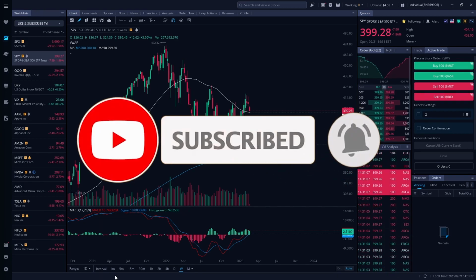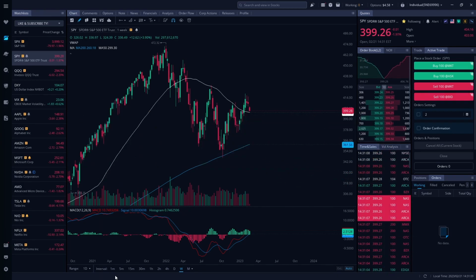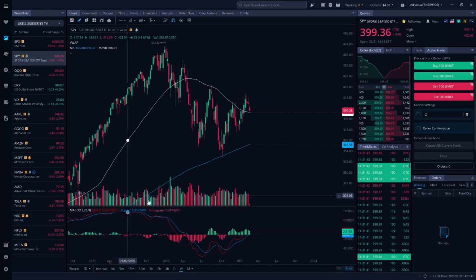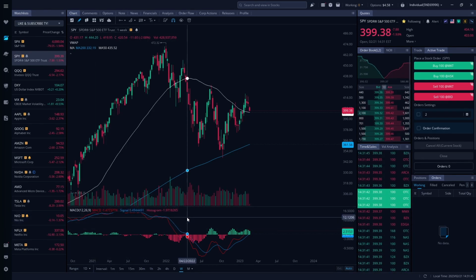What we're going to talk about today is how you can draw your support and resistance levels. The most important thing we're going to do right now is start from the top-down analysis. So what does that mean? That just means we're going to use a higher time frame and work our way down.